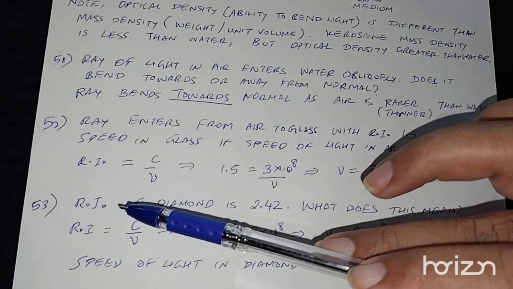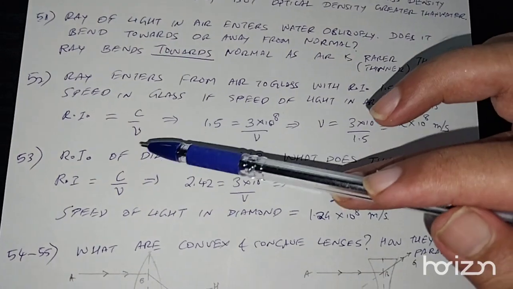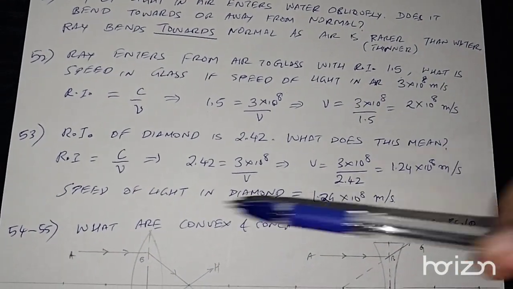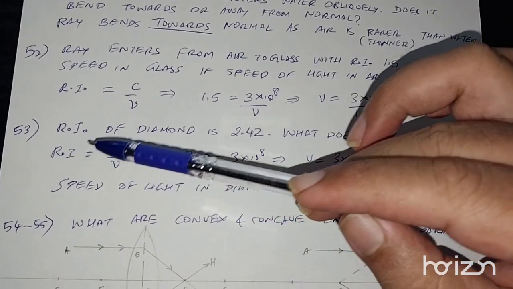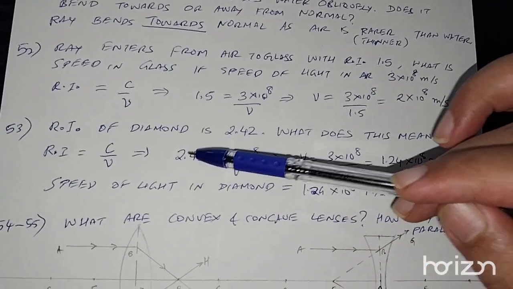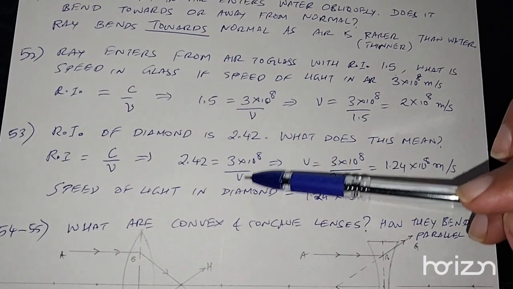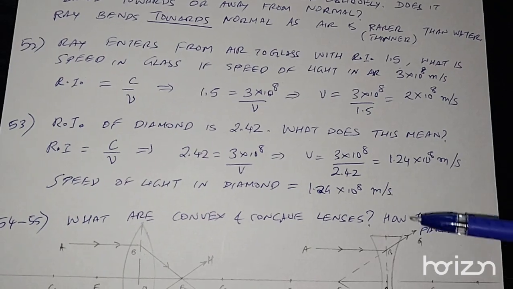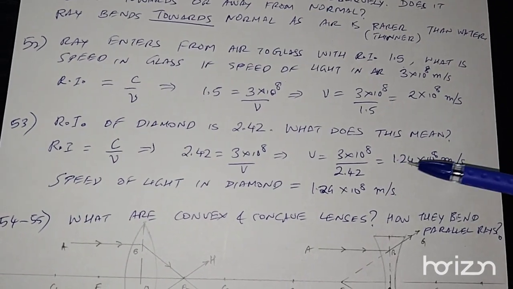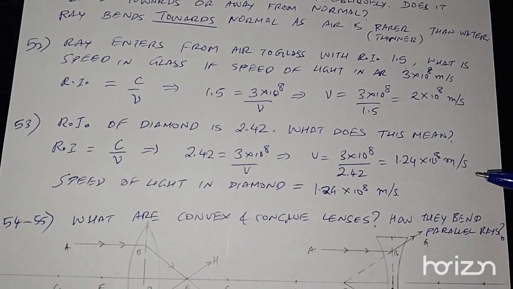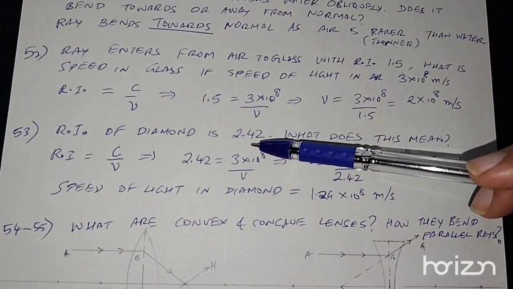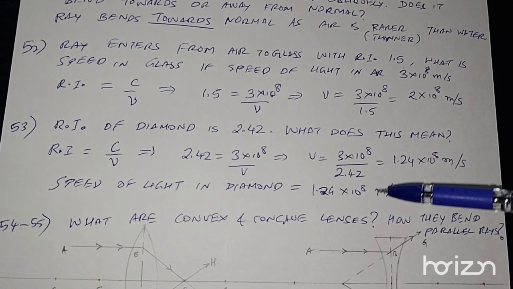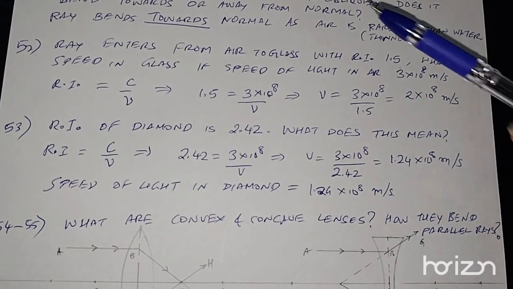The refractive index, that is, short form RI, of diamond is 2.42. What does this mean? Again using the law of refraction, RI is equal to C by V, that is, for diamond, 2.42 is equal to 3 into 10 power 8 divided by V, right? So V is equal to 3 into 10 power 8 divided by 2.42. If you take a calculator, you will get 1.24 into 10 power 8 meters per second. When the refractive index is 2.42, it means that the velocity of light inside the diamond is 1.24 into 10 power 8 meters per second. That's what it means.